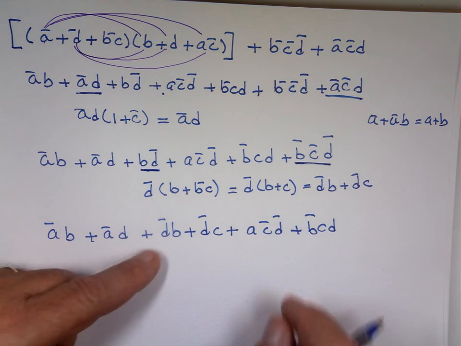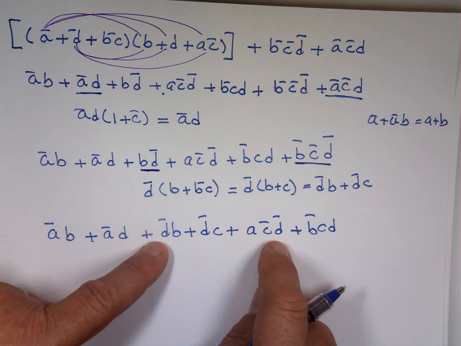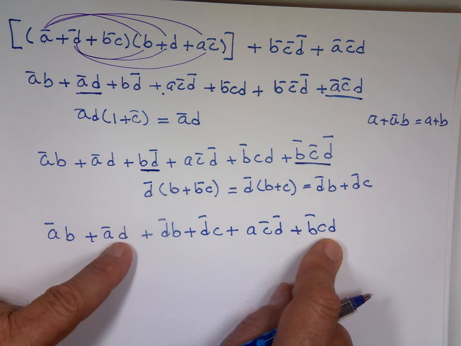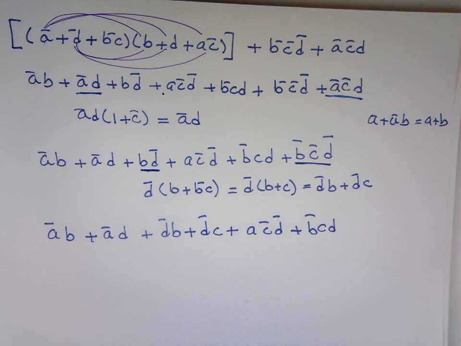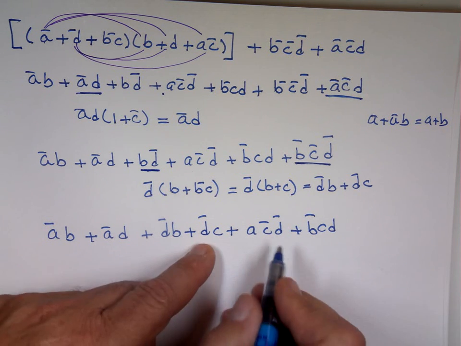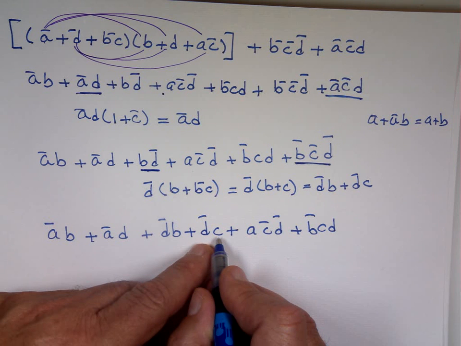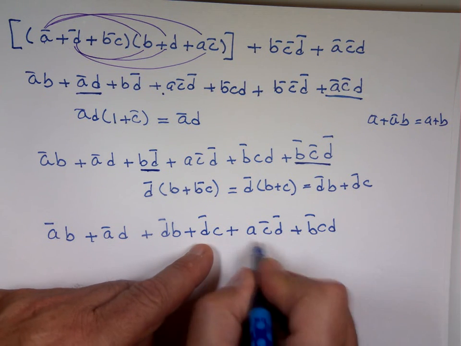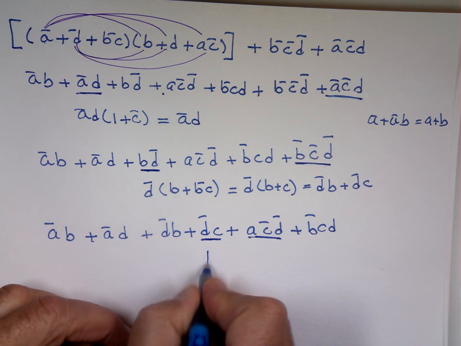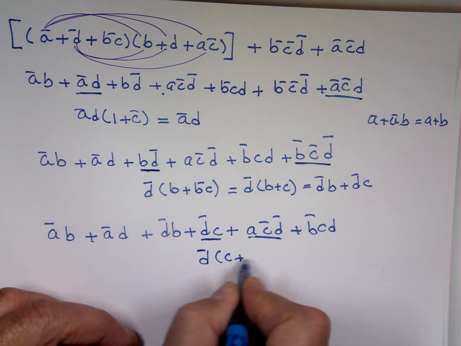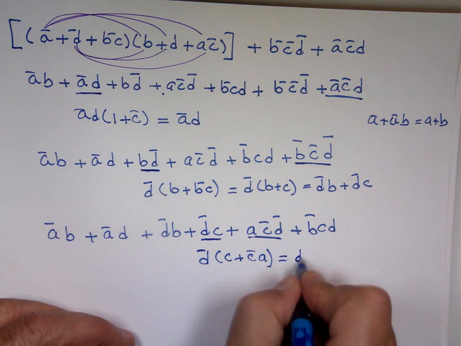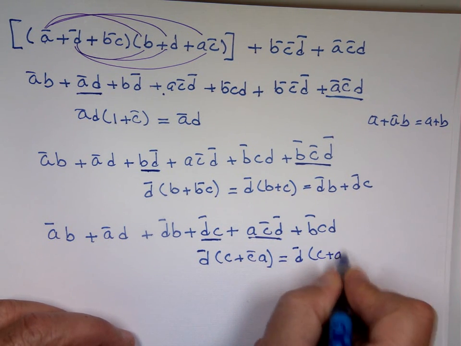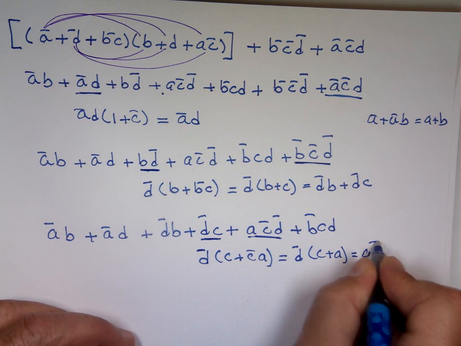I see D bar, doesn't work out. I see a D, doesn't work out here. I see a B, where's a B? Oh, right here. See these two? I can take out what? D bar out. C plus C bar A, using that equation. A D bar plus C D bar.